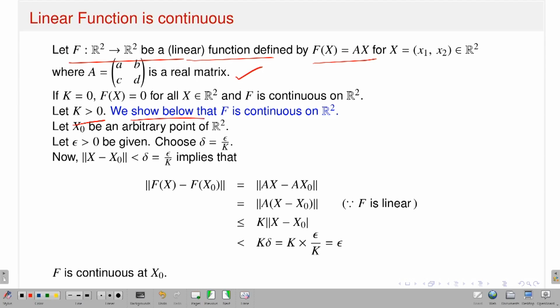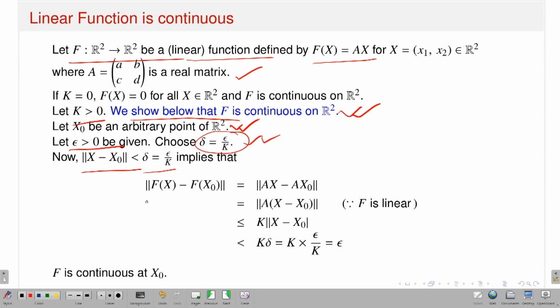Now, we show below, this is the justification, that capital F is a continuous function. Let us take any point x naught, an arbitrary point in R2. I want to show that capital F is continuous at the point x naught. I will just use the epsilon delta definition. Start with any epsilon positive given. Choose delta, which is nothing but epsilon by k. Here, given epsilon, I am giving explicitly what your delta will be. So, delta is epsilon by k, such that whenever the distance between x and x naught is less than delta, which is exactly equal to epsilon by k, then you just do the estimate.